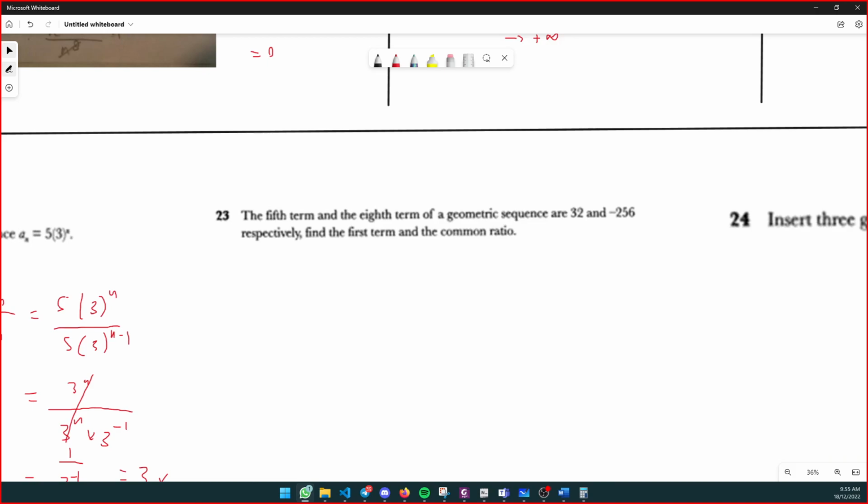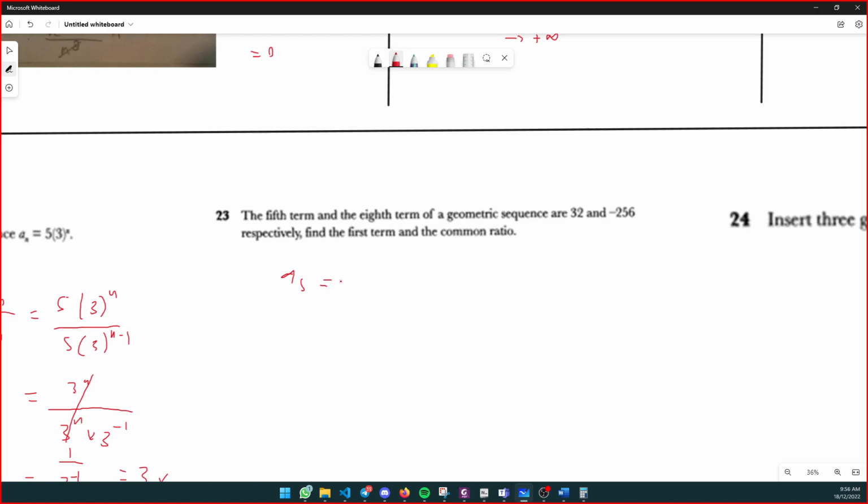R should be negative 2, not 2. Yeah, something is missing here. What is missing? 32 over 2, 5, 6. 5 minus 1, that's 4. 8 minus 1, that's 7. Yeah, negative. Oh yeah, negative 256. You've missed it already. Missed 32 over 256. Yeah, okay.